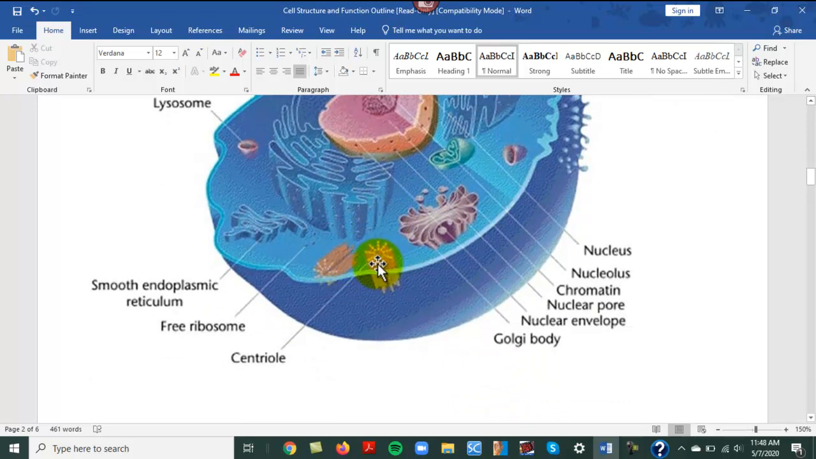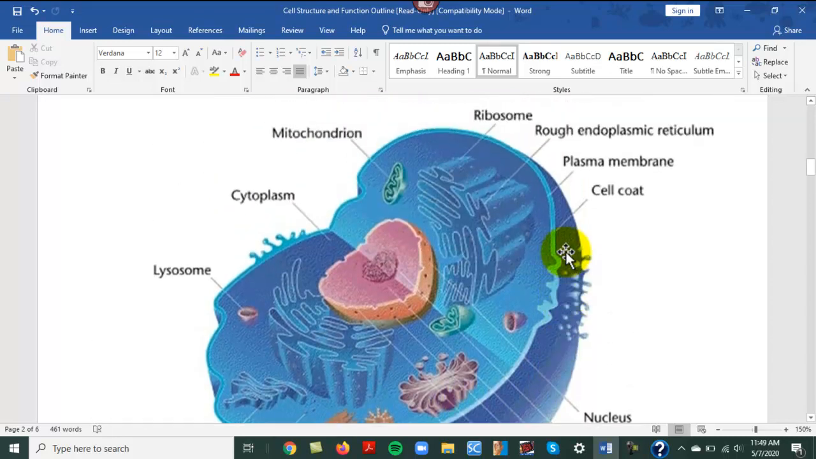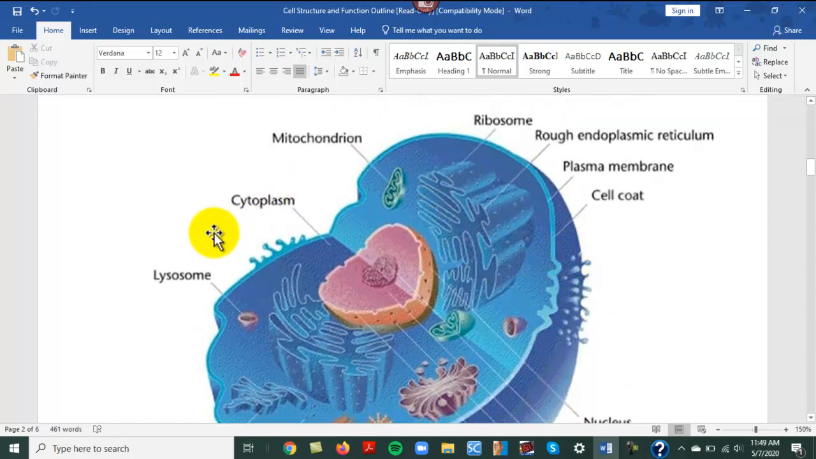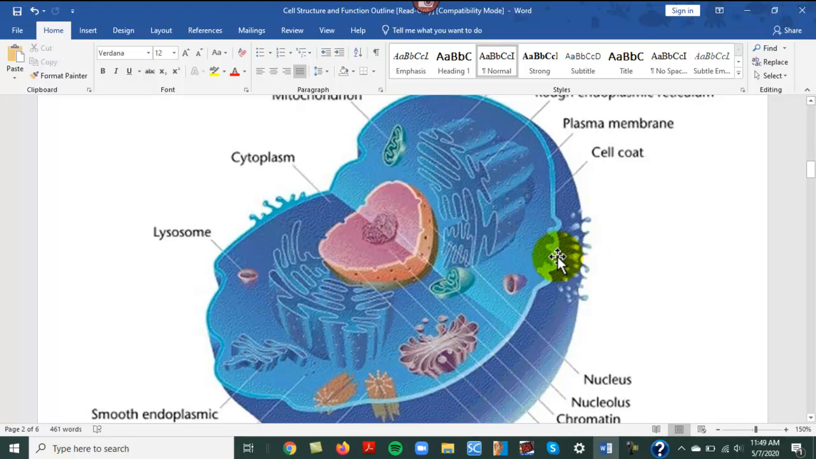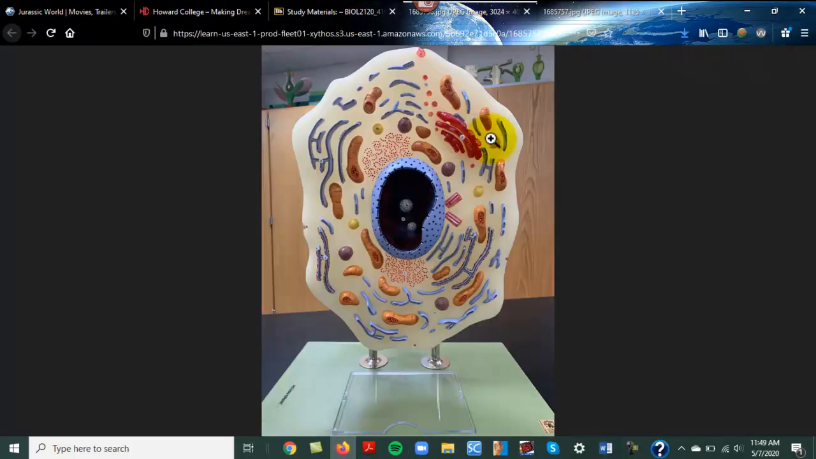Centrioles. Every cell has 2 pairs of centrioles. They're involved with distributing chromosomes during mitosis, or meiosis even. So those are there, and I believe that is everything. That's all the big parts of a eukaryotic cell. Okay, we're going to go to our lab model.